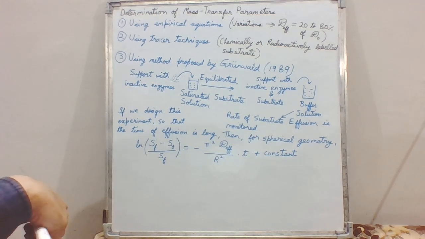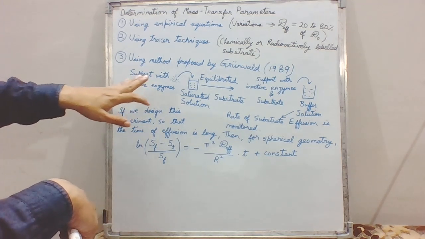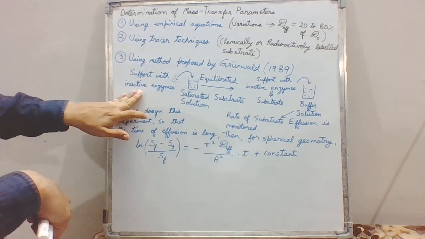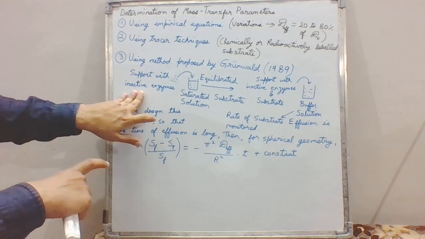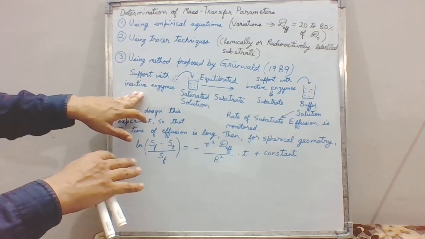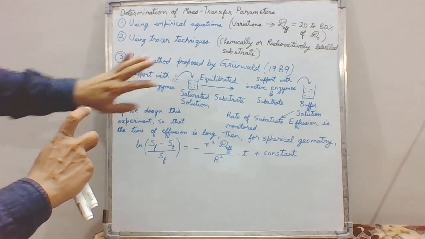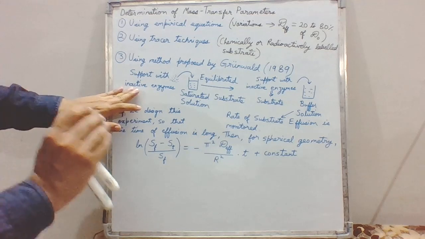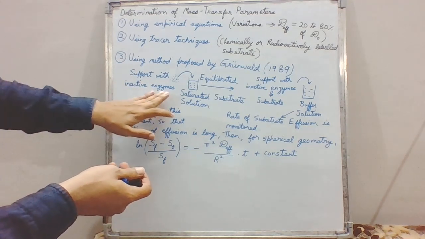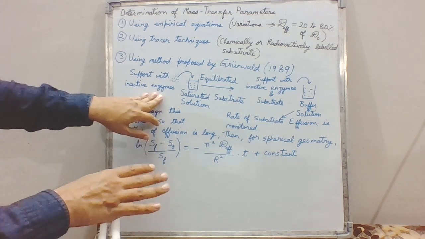According to this method, he suggested that we immobilize the support with inactive enzymes. We can use the support as such without immobilizing any enzyme, or if we want to get better results, then we must immobilize inactive enzymes. These enzymes should not be active. They should not be able to catalyze reaction under normal conditions.